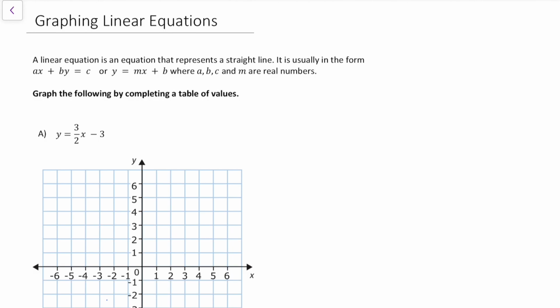One's called standard form, where it looks like ax plus by equals c, where a, b, and c are real numbers. Or you see it in slope-intercept form, which is y equals mx plus b, where m and b are real numbers. So we're going to look at two different ways we can graph these equations, one using a table of values and one using x, y intercepts. So let's start with using a table of values.